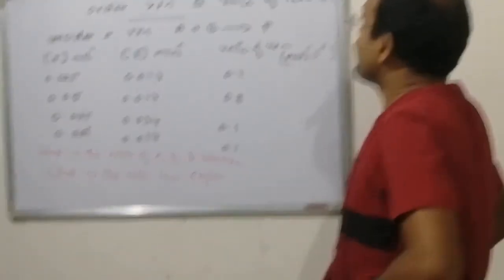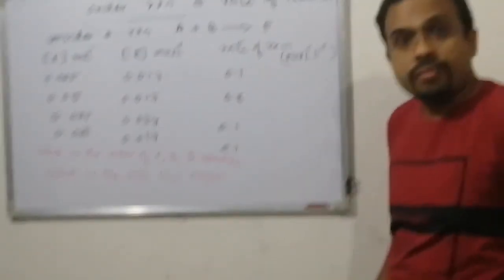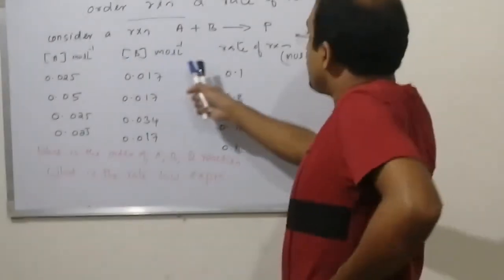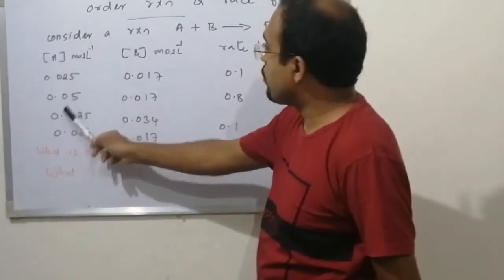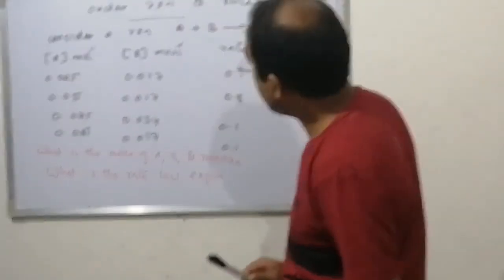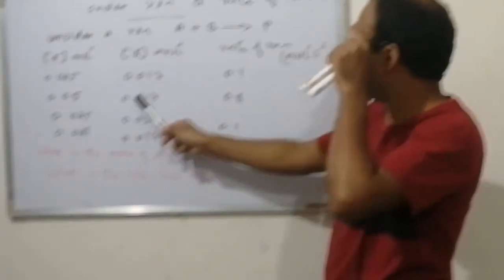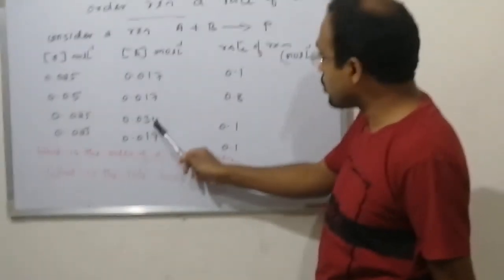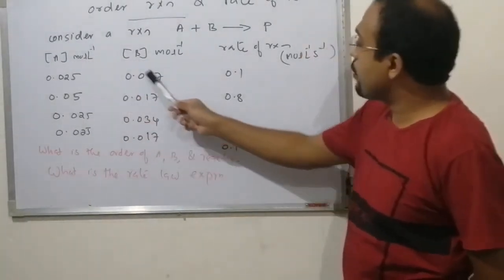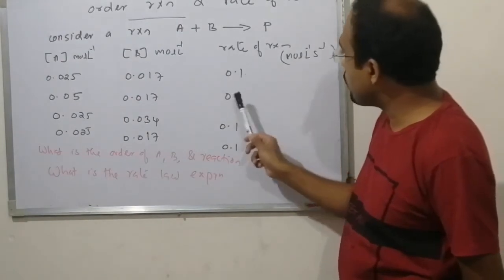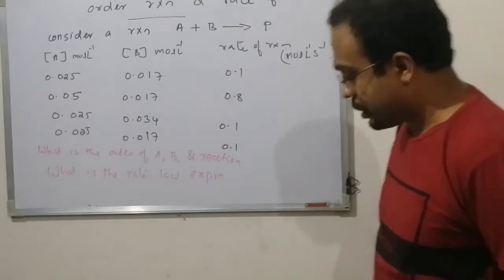Consider a reaction A plus B gives P. Concentration of A and B on different occasions are given. 0.025, 0.05, 0.025, 0.025. Concentration of B is 0.017, 0.017, 0.034, 0.017. When these are the concentrations of A and B, the rate is 0.1, here 0.8, 0.1, 0.1. How will you solve the question?